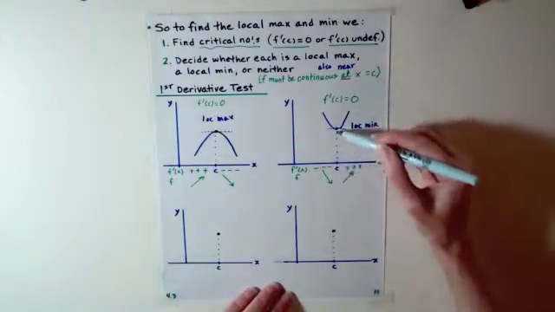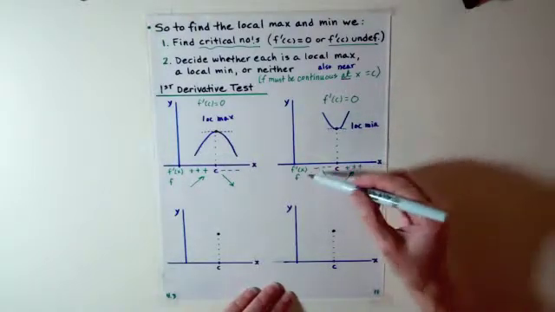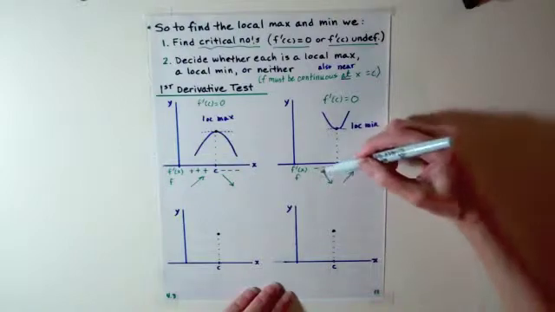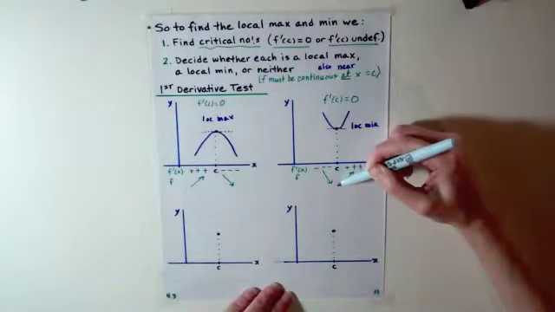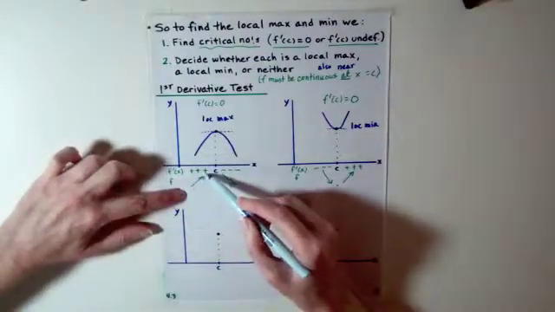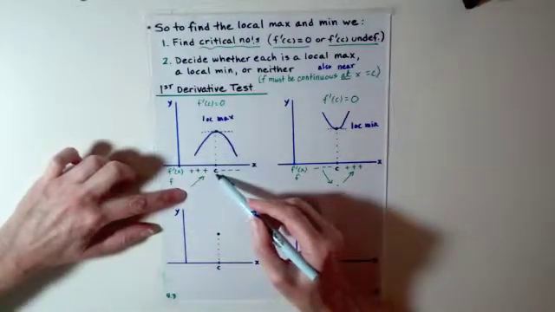So we find the critical number, and then we just test the sign of f prime to the right and the left. If the curve is going down and then going up, this must be a low point. It must be a min. If the curve is going up and then down, this must be a high point. It must be a maximum.